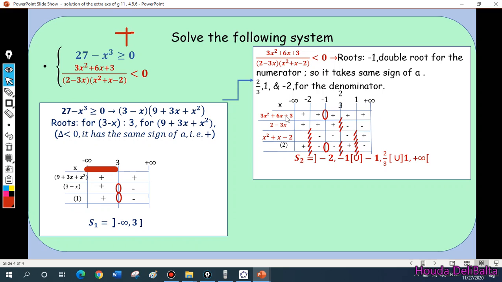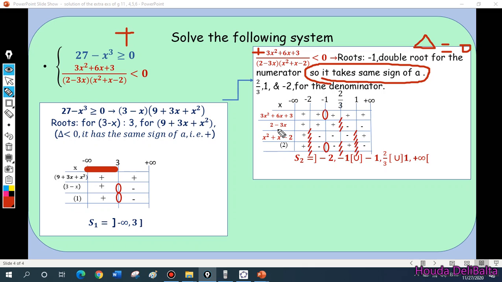We apply the idea of same sign of a. Because we have a double root, then definitely delta equals 0. Thus, when delta equals 0, we have to take the same sign of a, which is here plus. That's why we put pluses all over this here. And the root is minus 1, so we put a 0 on minus 1.